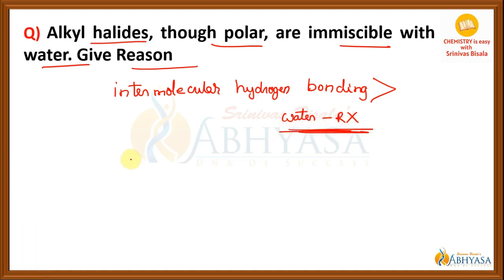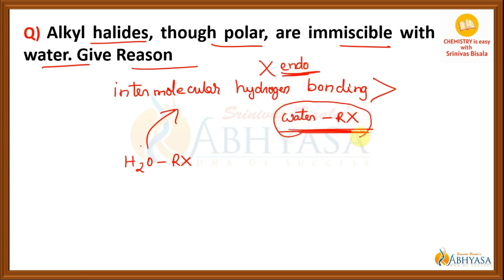In other words, if the energy released by the water-alkyl halide interaction is more than the energy required to break this intermolecular hydrogen bonding between the water molecules, then only the alkyl halide mixes with water. So is it clear? Here we need to break the hydrogen bonding, and for this we require energy. This is nothing but an endothermic process. That energy we need to get from this particular process.